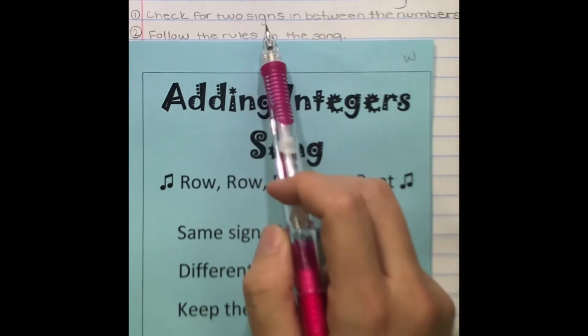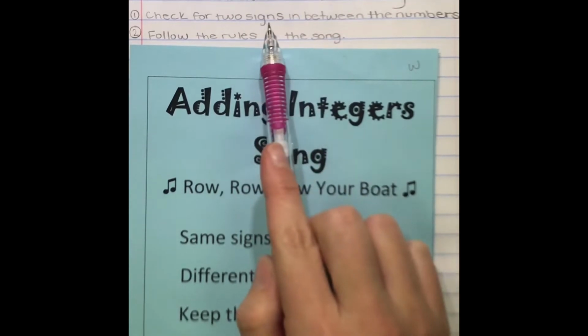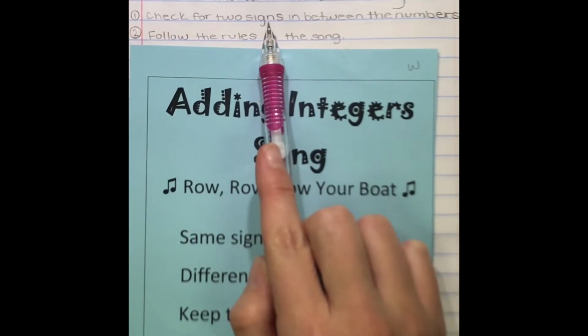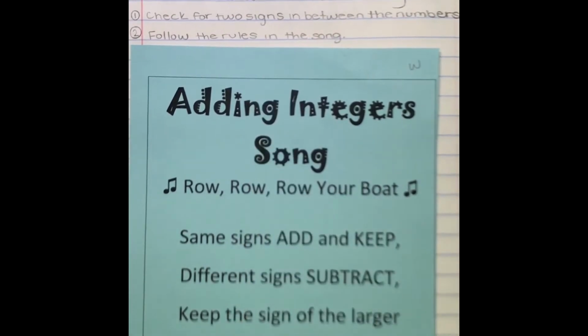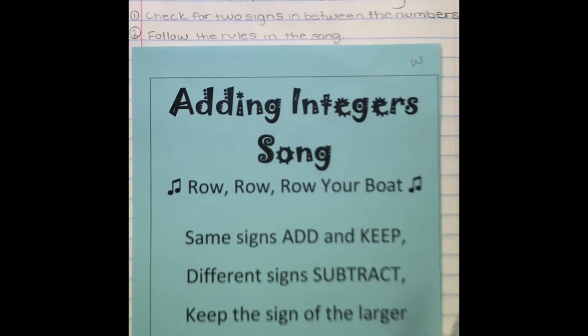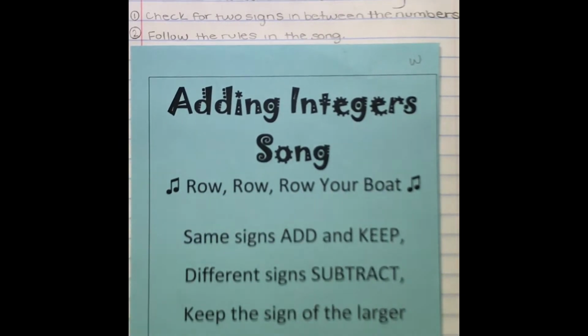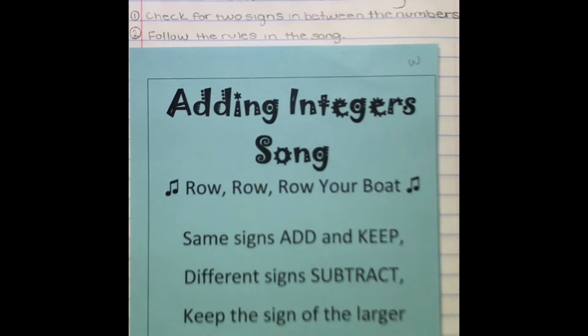So when I say check for 2 signs, when I say signs, I mean a plus sign and a negative sign, or also negative signs are known as minus signs. So when I am saying signs, that's what I'm talking about. I will give you an example of that. Let's go ahead and glue this paper on page 56 right below those steps.